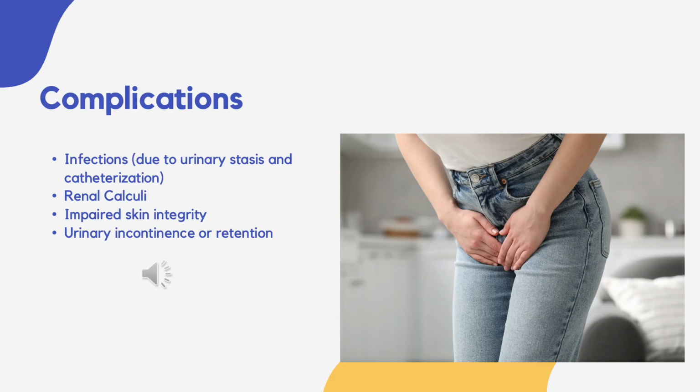All right, so now let's discuss some of the complications that are associated with a neurogenic bladder. So these complications can significantly impact a patient's quality of life and can require diligent management and intervention. So first, infections are a major concern. Due to urinary stasis, which is when the urine remains in the bladder for a prolonged period, bacteria have the opportunity to multiply, which increases the risk of urinary tract infections.